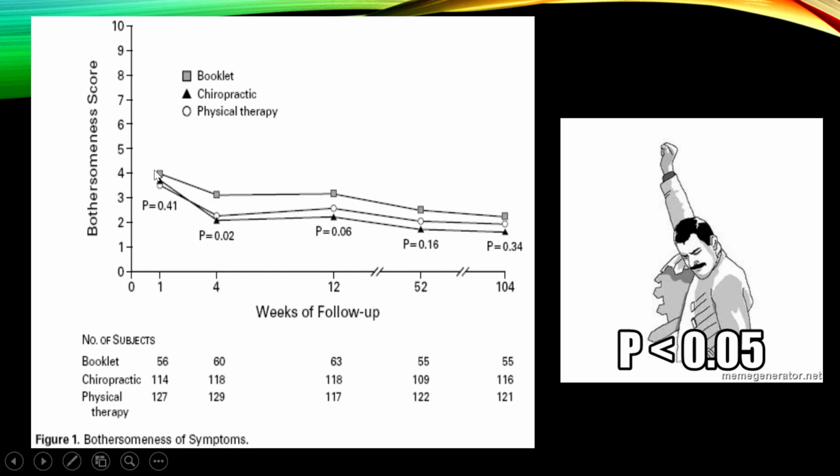Now, if we were looking at just the booklet baseline versus the booklet at 4 weeks, we might be doing a repeated measures t-test or a paired t-test. So what we can do is we look at these p-values along the way. We see that at 12 weeks, there's almost a significant difference. At 1 year, there's no longer a significant difference. 2 years, no significant difference. So it looks like Freddie Mercury might be happy about this week 4 p-value.